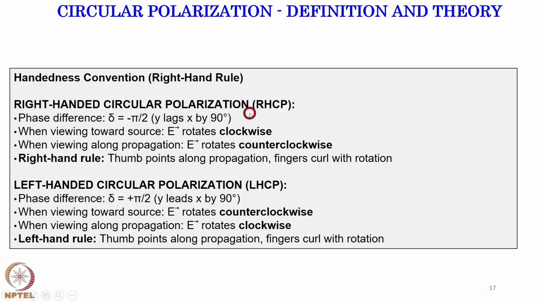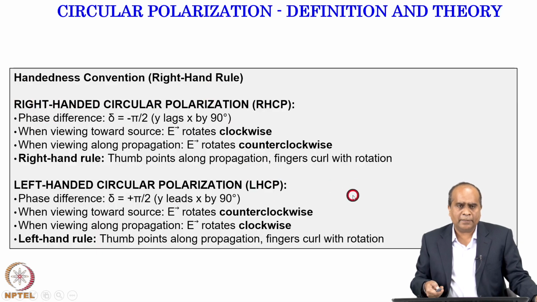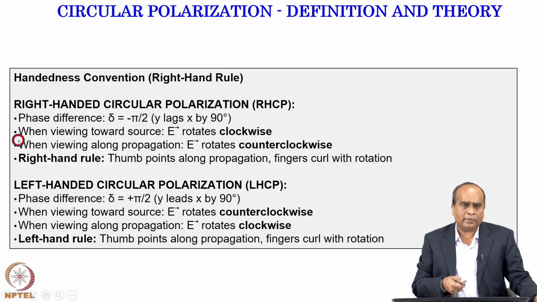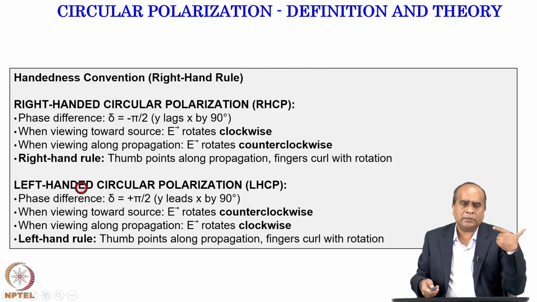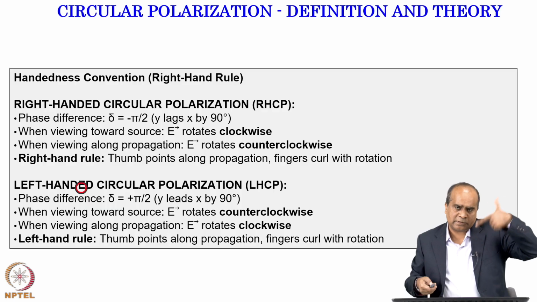In circularly polarized light, we have two kinds of polarization. One we talked about is right handed polarization and another is left handed polarization. In right handed polarization, the shift is minus 90 degrees, that lags by 90 degrees. When viewing the wave from along the propagation, it rotates counterclockwise like this, and in the right handed rule, the thumb points along the propagation and the fingers show the rotation.